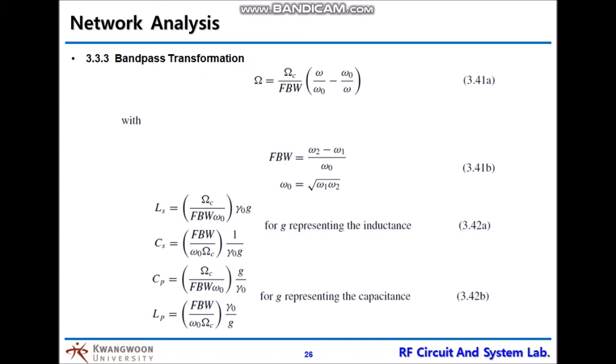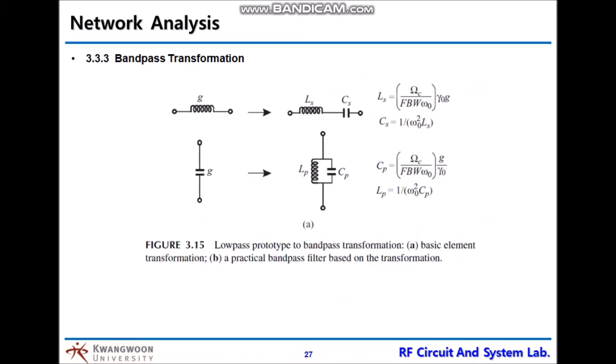Similarly, the elements for the parallel LC resonator in the bandpass filter are equation 3.42b. The bandpass element transformation in this case is shown in figure 3.15a.